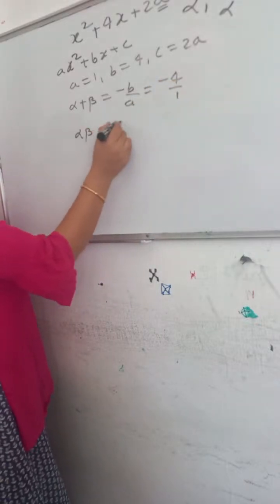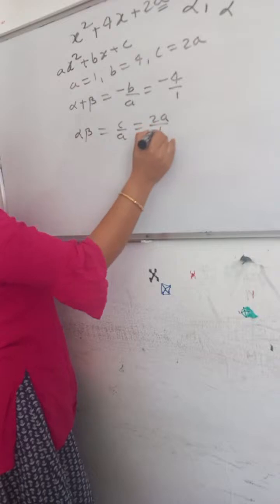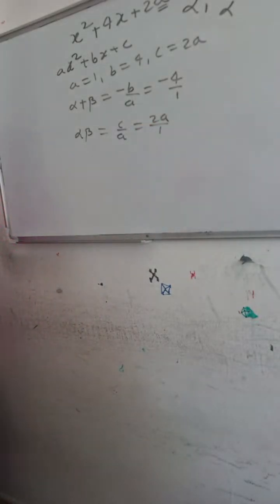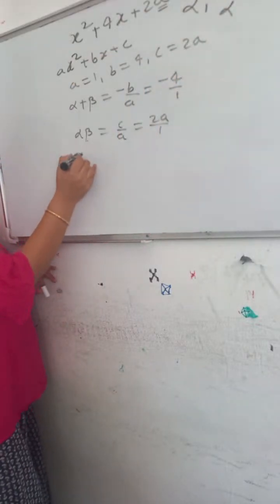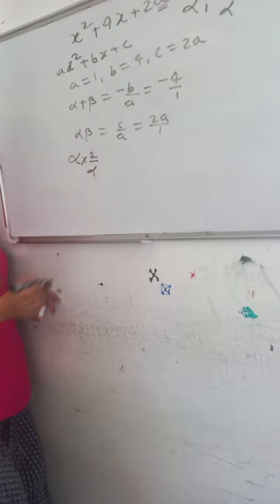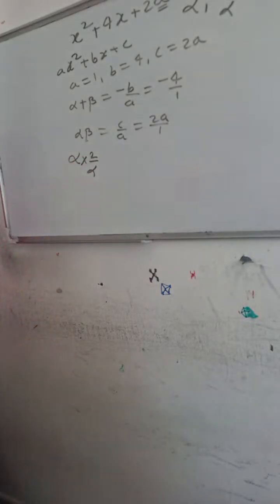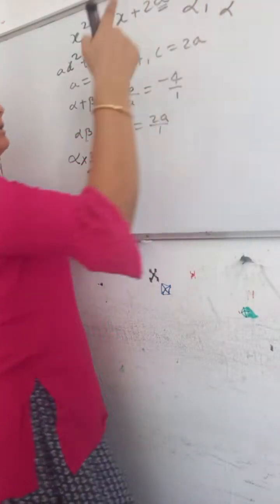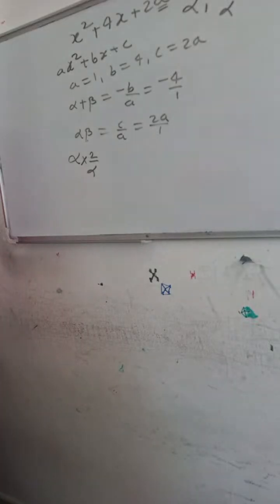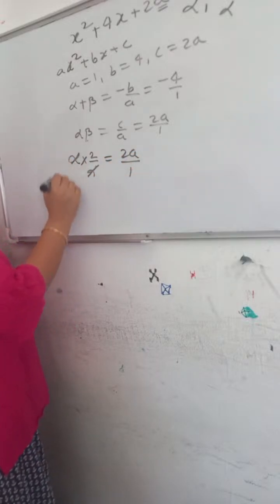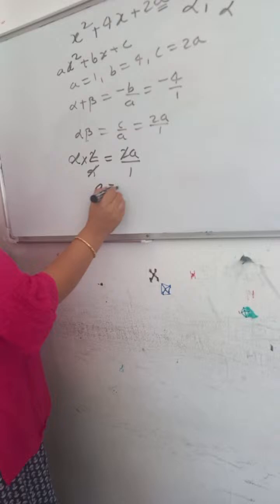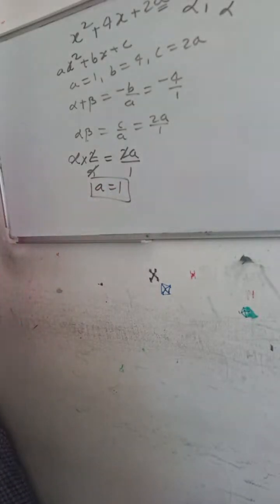And alpha into beta is nothing but c by a, that is 2a by 1. But here one is alpha and another is 2 by alpha. So here I will replace this beta by 2 by alpha, because one zero is alpha and another is beta. In short, beta is the reciprocal of alpha. So here 2 by alpha is equal to 2a by 1. Alpha gets cancelled, 2 and 2 also get cancelled, and the value of a is equal to 1. Getting this? Write down next one.